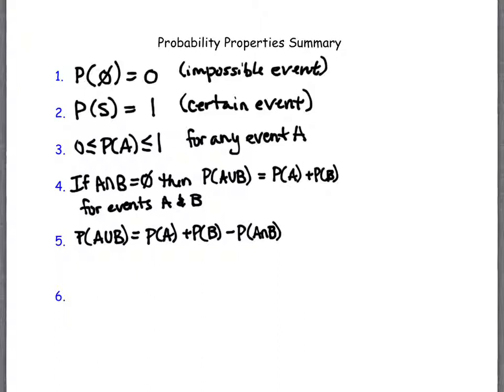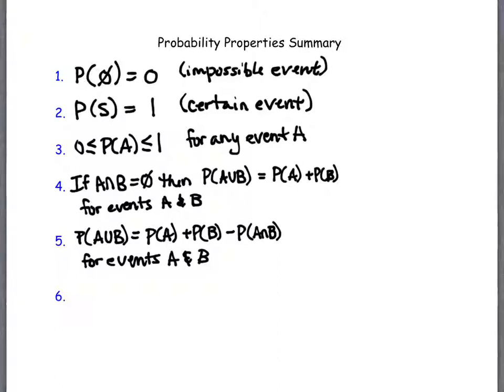And this works for any events A and B. It actually works if they're mutually exclusive too, because if they're mutually exclusive, what's the probability of them happening at the same time? 0, right? If I have the probability of the evens and the probability of the odds, they cannot happen at the same time. That's a probability of 0. Can't happen.